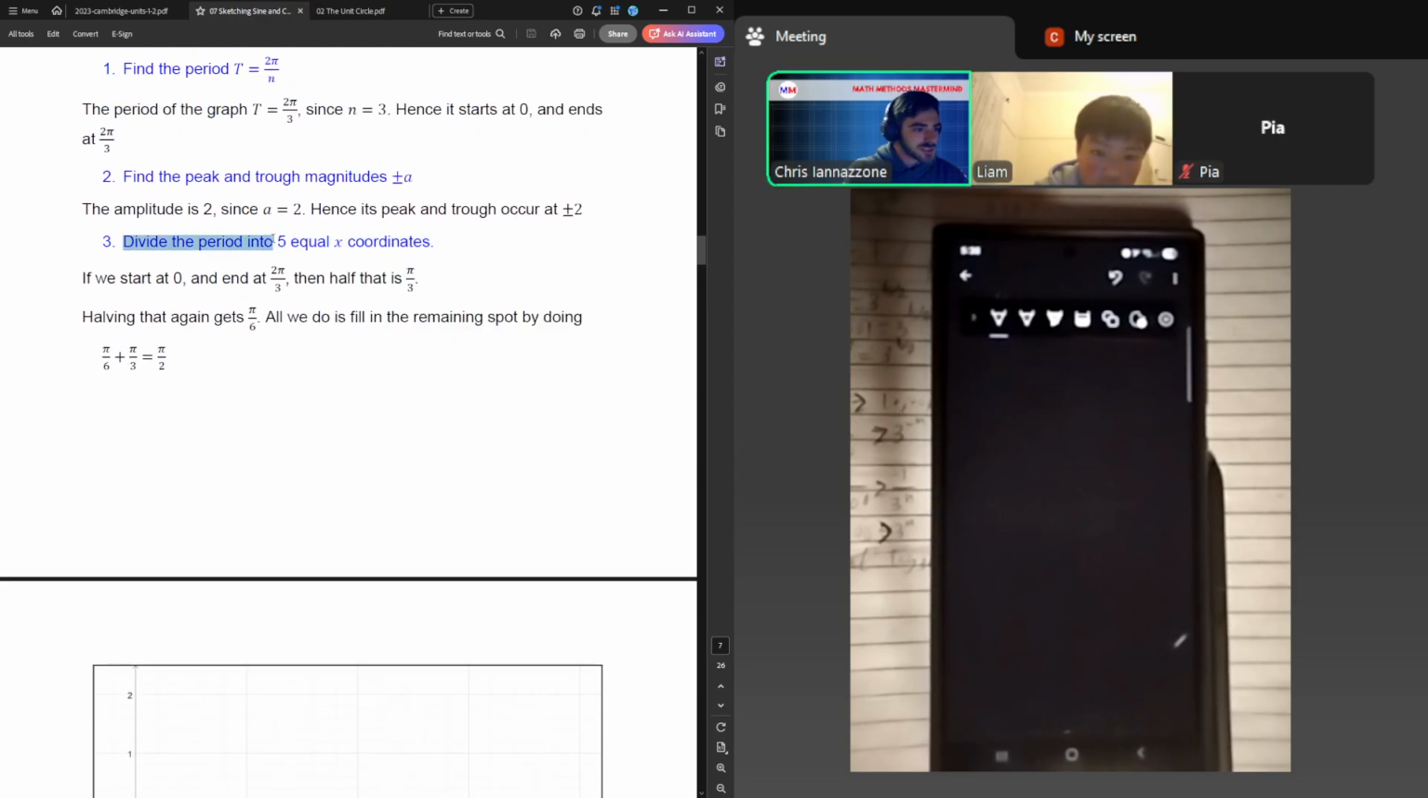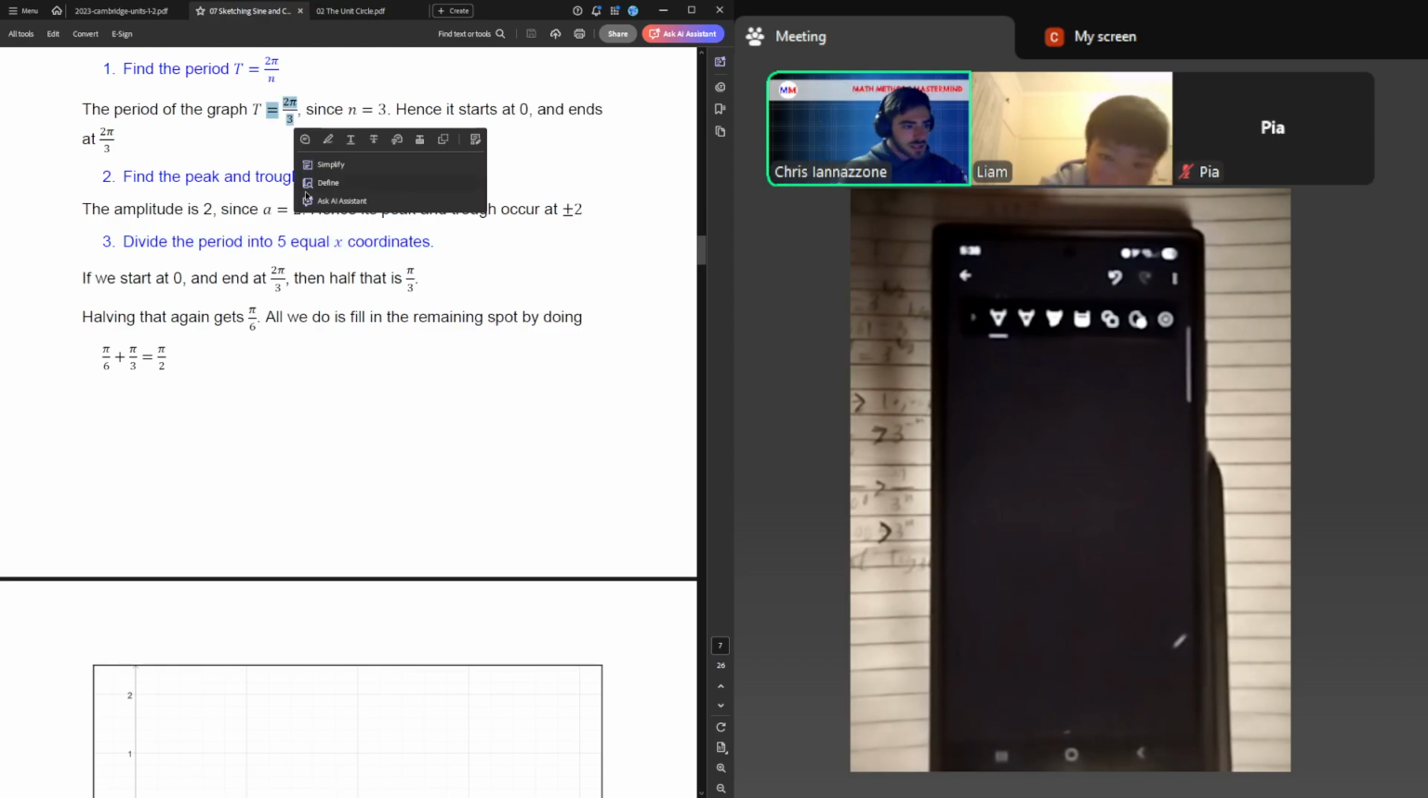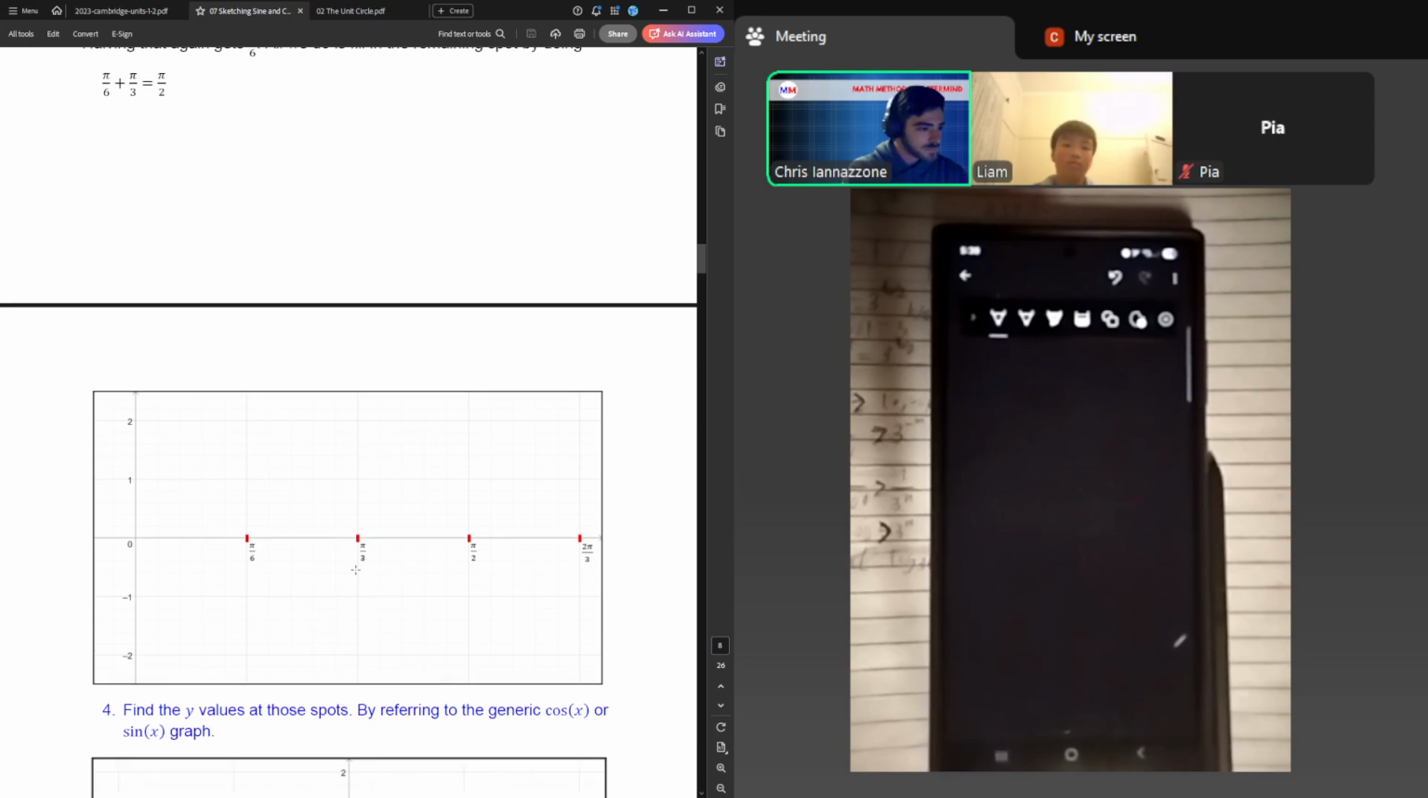Next up, this is where we make use of the fact that the key features occur at quarter period intervals. We're going to take that period that we just found and split it up into quarters. We know that it's ending at 2 pi over 3, starting at 0. My preferred way of doing it is just to halve it and then halve it again. So 2 pi over 3 halves to pi over 3, halve that to pi over 6, and then you just fill in the back at the end.